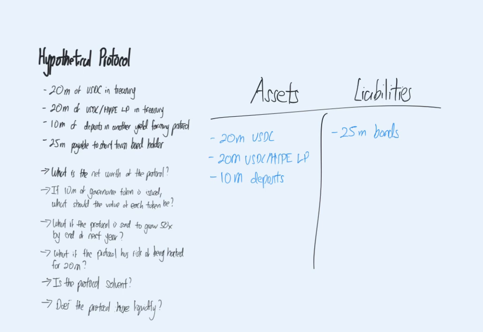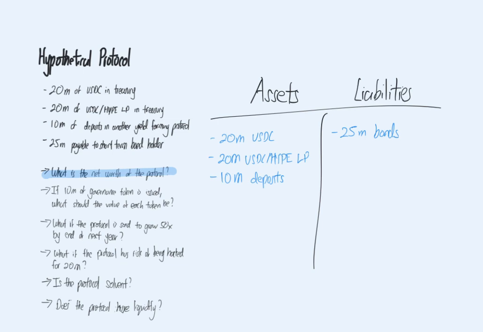At this point, you can see that on the left-hand side, it has $50 million worth of assets, while on the right-hand side, the protocol has $25 million worth of liabilities. If you look towards the accounting equation, you'll see that there is $25 million worth of equity left to balance this balance sheet. At this point in time, we are ready to answer the first question, which is about the net worth of the protocol.